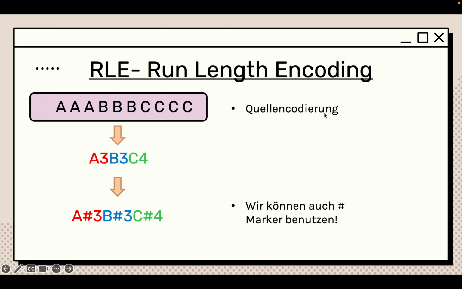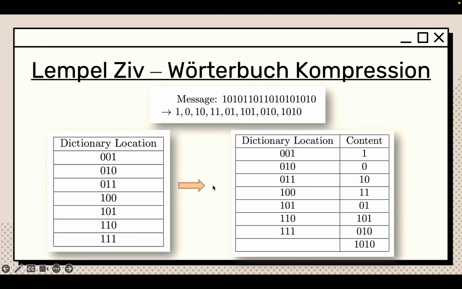It's another source coding. Basically, whenever we have a bunch of letters, instead of writing them all out, we just condense them. We say, okay, A, we have 3 A's, so that's it. Then B, we have 3 B's. And then C, we have 4 C's, right? We can also use markers so as not to get confused. Look, A, and then hashtag is like, oh, there's something there. 3, and then B, hashtag 3, and C, and so forth.